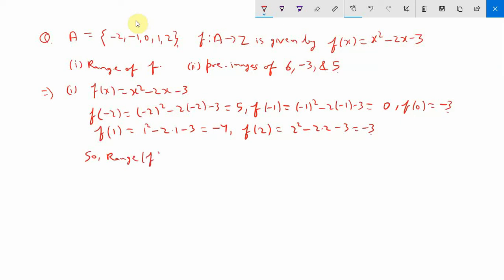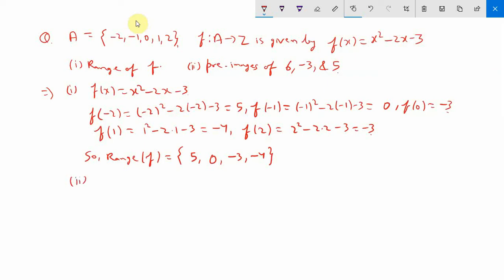So we can write range of f equal to f of minus 2, which is 5, then f of minus 1 is 0, f of 0 is minus 3, f of 1 is minus 4, and f of 2 again is minus 3, which will repeat, so we will ignore that. So range of f is this one.